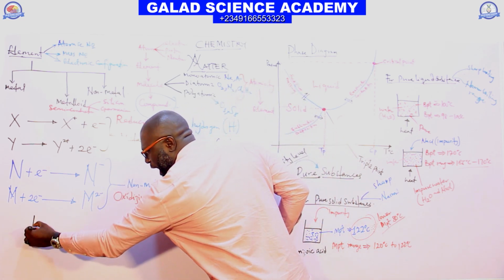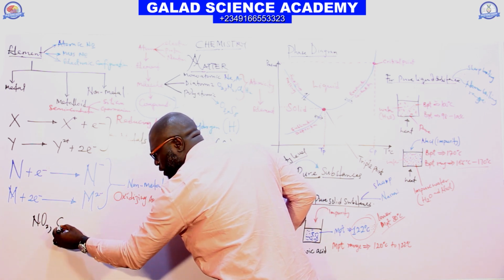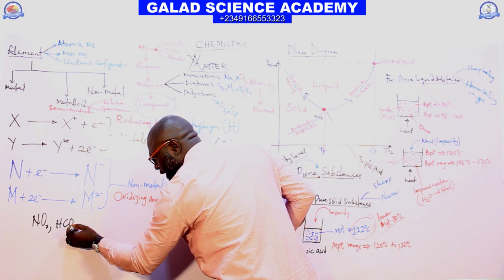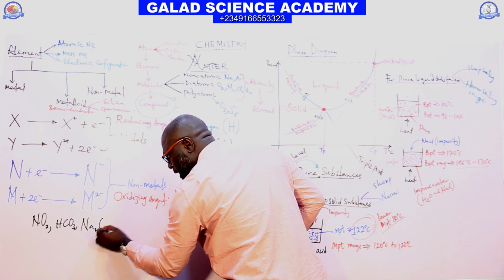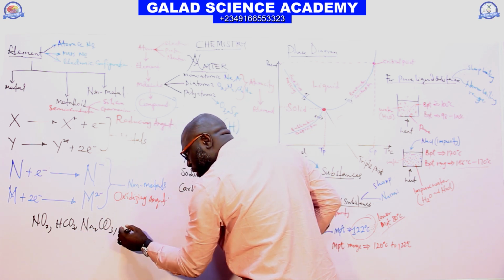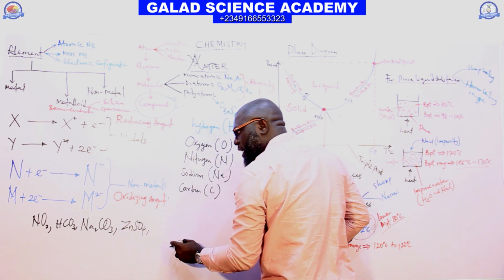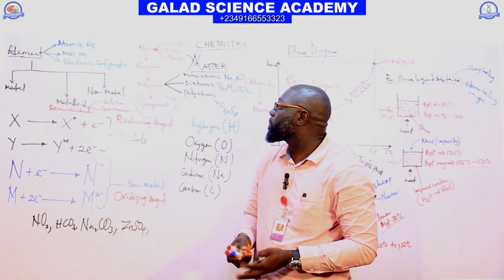Example of compound, we can have NO2. Example of compound, we can have sodium carbonate, Na2CO3. Example of compound, we can have zinc sulfate, and so on and so forth.